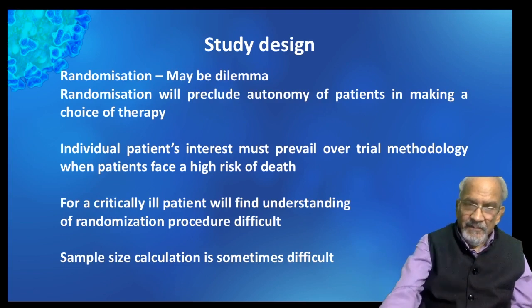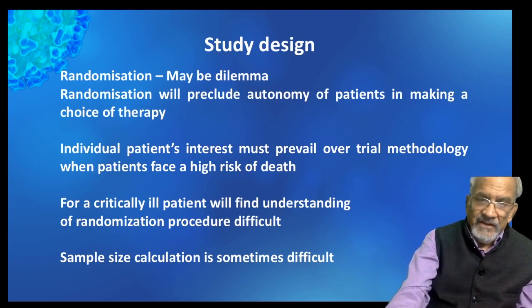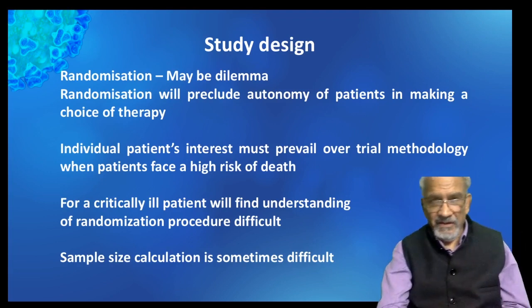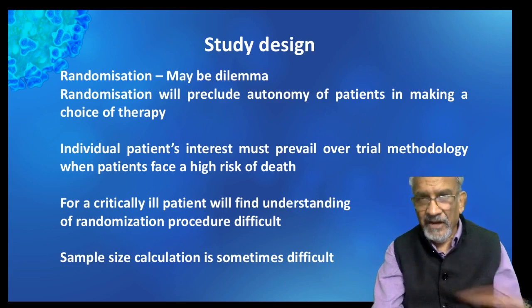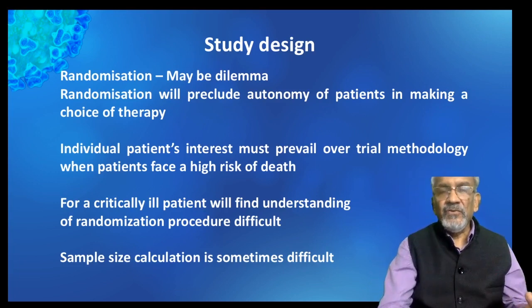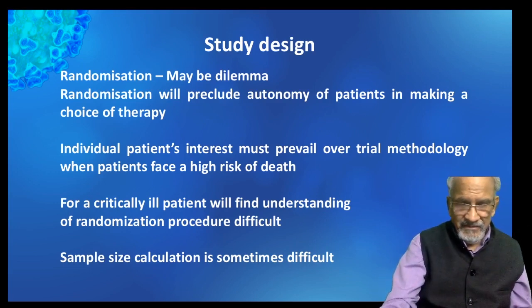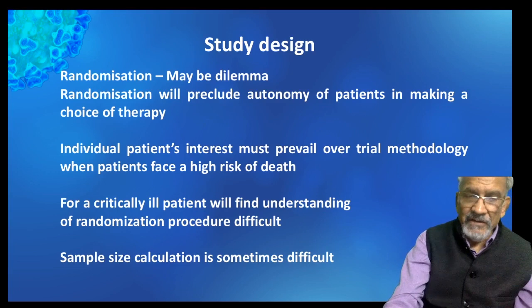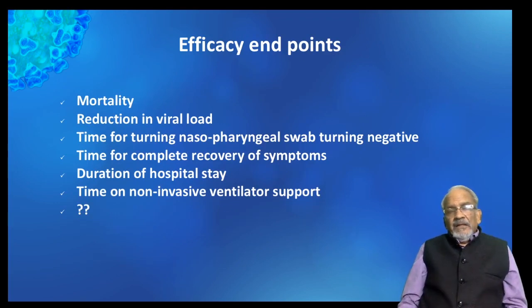For critically ill patients, understanding the randomization process is difficult. If you ask a patient with mild or moderate disease, he will agree to randomization. But if it is a serious condition and you ask whether randomization is acceptable, if he says yes, I will doubt; if he says no, I will doubt. Sample size calculation is very difficult because you have to be very, very dynamic.